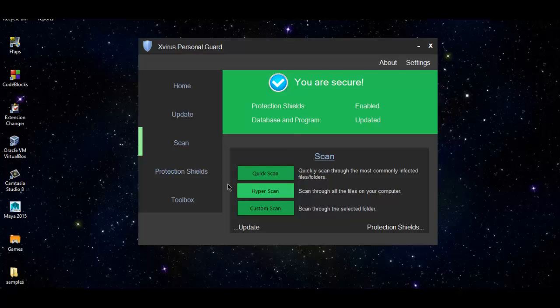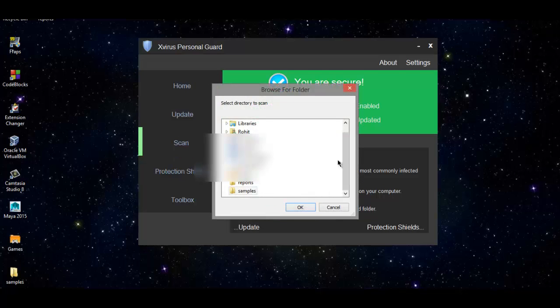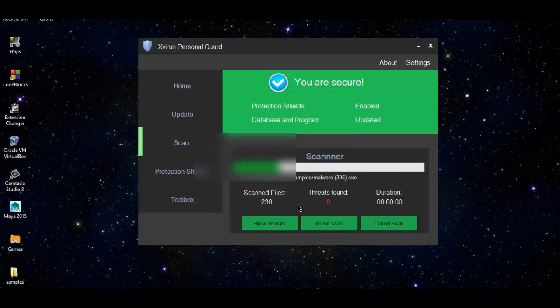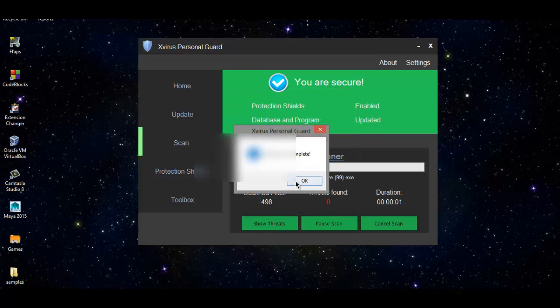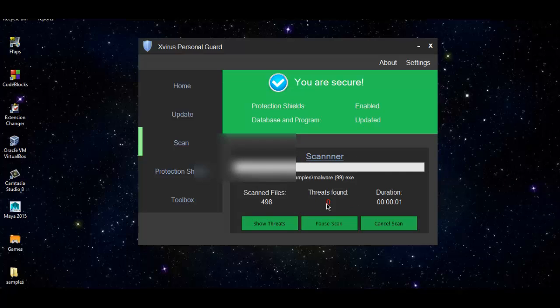And if you look at it, even if we do a custom scan here of these samples, it does not detect anything. As you can see, just two items were detected out of 500. That is a very, very low detection rate. And the same thing is probably going to happen if you use fresh samples from anywhere else.